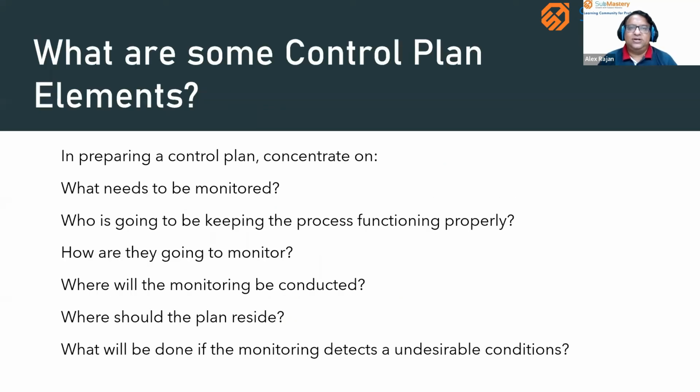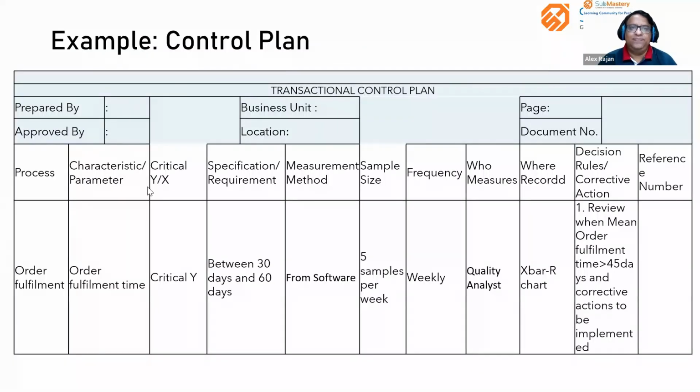So when we create a control plan, we say what needs to be monitored, who is going to keep the process functioning properly, how they are going to monitor it, where the monitoring is conducted, where the plan will reside, and what will be done if undesirable conditions are present. Based on the answers to these questions, we create a control plan with the control plan template.